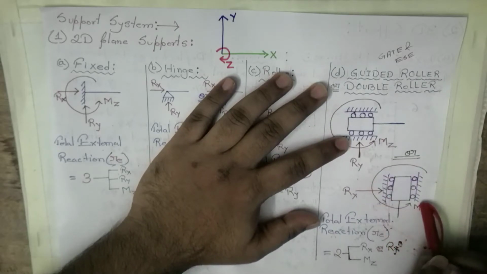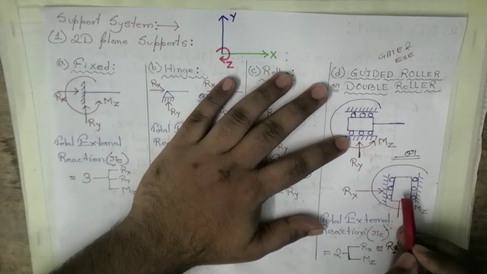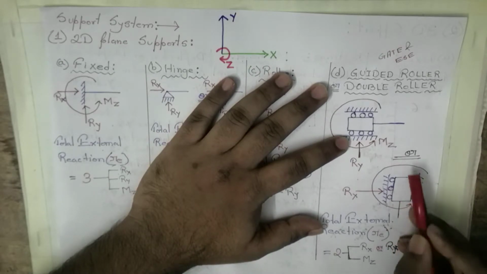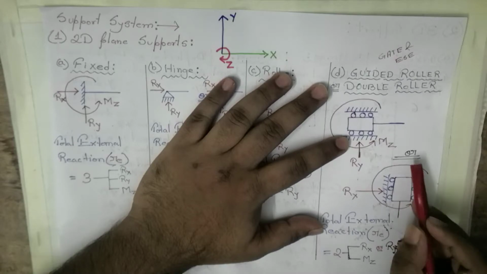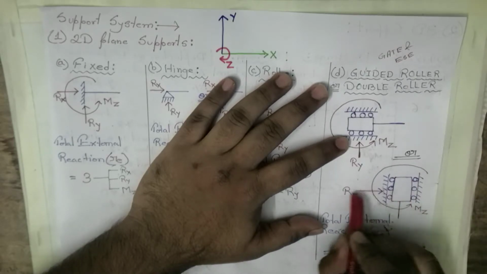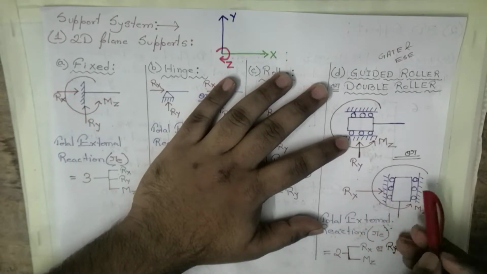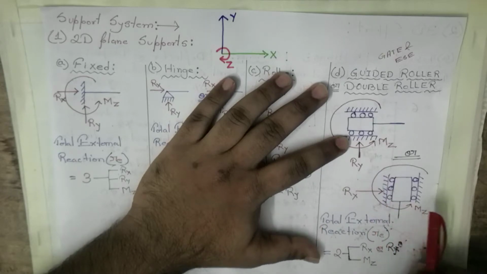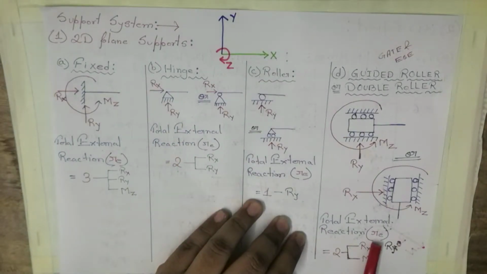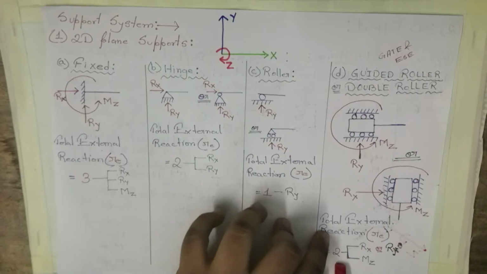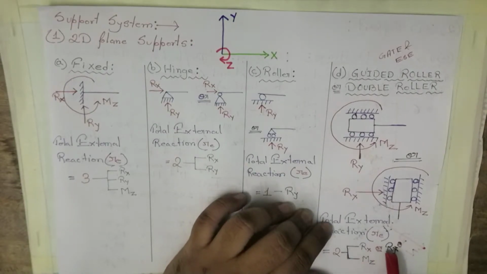Similarly, this is also an example of guided roller support. Here in this case, only vertical displacement is allowed. Horizontal displacement is restricted, as well as rotation is also restricted. So total external reaction for this case will be 2, either Rx or Ry, and Mz.